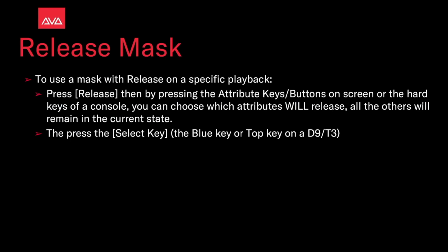To use release mask on a specific playback, press release, then by pressing the attribute keys or buttons on screen, or the hard keys of the console, you can choose which attributes will release. All others will remain in the current state. Then press the select key, the blue key, or the top key of the D9 or T3. So let's have a look at that.